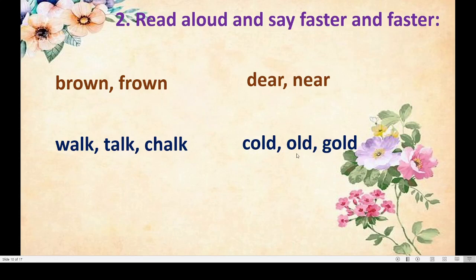Next is C-O-L-D, cold. O-L-D, old. G-O-L-D, gold. Okay? This is cold, old, gold. Come on. Cold, old, gold. Next is S-M-A-L-L, small. B-A-L-L, ball. A-L-L, all. Small, ball, all. Okay, we will read this fast.